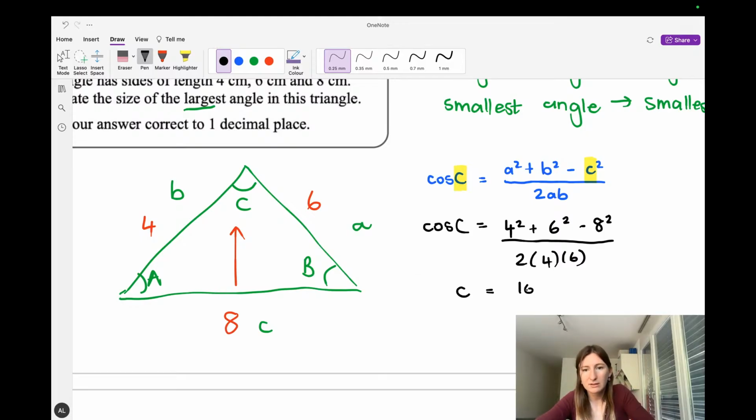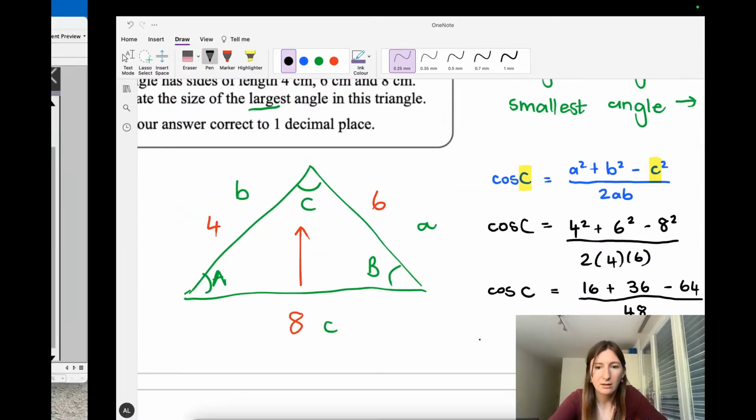That gives us 16 plus 36 minus 64 all over, that is 24 times 2, so 48. So 16 plus 36 gives us 52. Oops, sorry, I was going to cos -1 at there, but I didn't, so keep writing that.